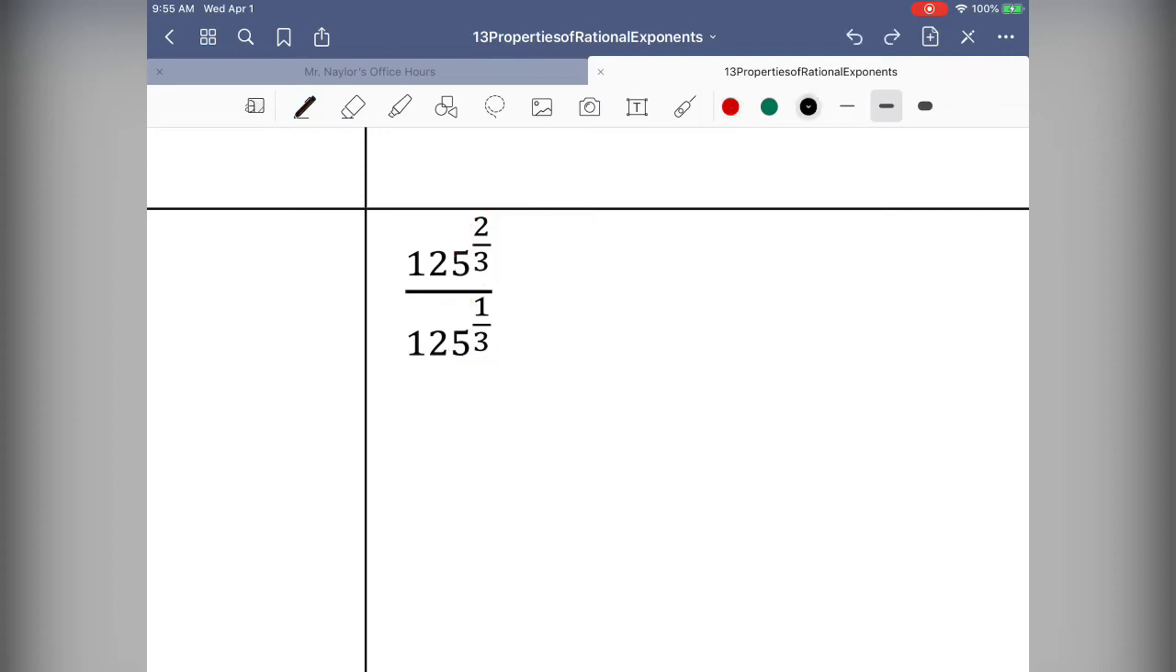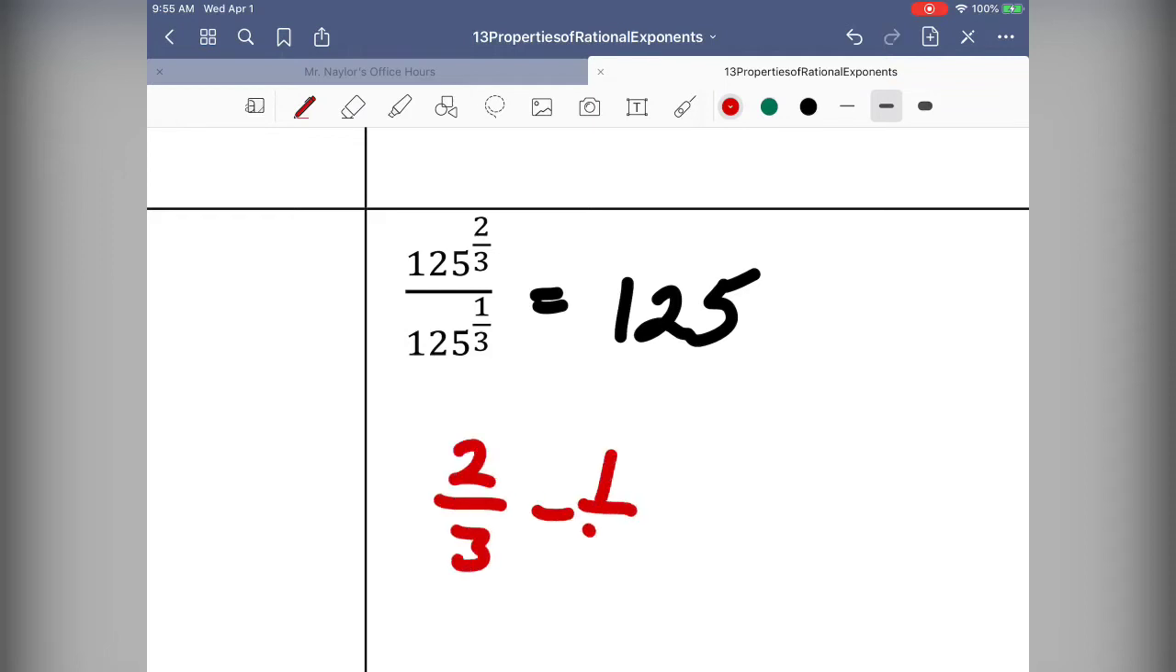But honestly, before we do that, make sure that you keep the base the same. So the base is still 125. A common mistake here is that kids want to try to cancel the base also. We don't cancel the base. We keep the base the same, but we subtract the exponents. Now, when you subtract the numerator minus the denominator, you get 1/3. So our exponent's going to be 1/3.